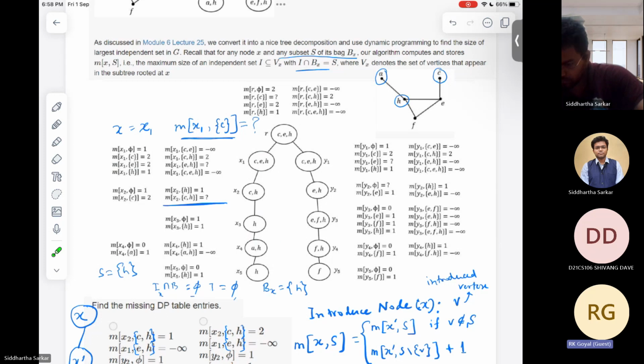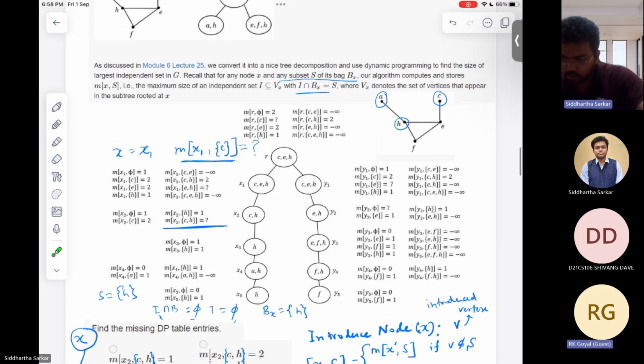It is clear from this definition that this value gives us the cardinality of the independent set over V of X, such that its intersection with the subset S is exactly S. Nothing else should be common with the bag. B of X is the bag corresponding to the node.